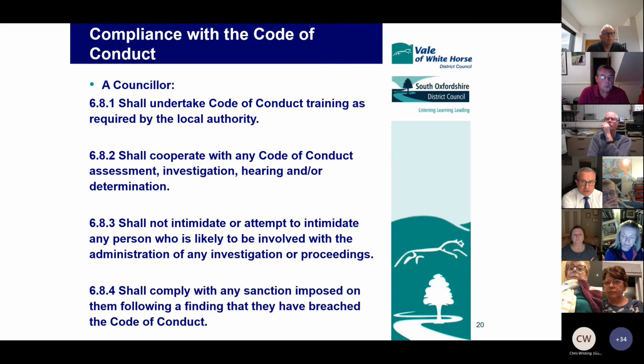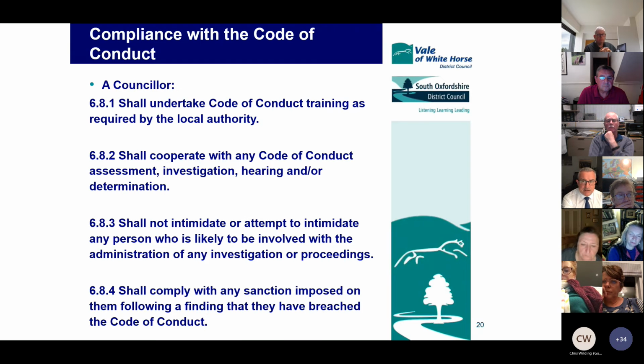So this is quite a new introduction to the Code of Conduct. Really, it's about compliance with the code. That speaks for itself. You shall undertake Code of Conduct training as required by the local authority, so that'd be your council. So tick in the box, you've done it. Well done. We will be running some more training sessions after the next elections. The approach I take is that I'd rather members attend the trainings. You can ask any questions that you want, but if you can demonstrate to your clerk that you've watched the recording, then as far as I'm concerned, that's fine by me. So there are also some elements about cooperating with the Code of Conduct investigation outcome and not getting involved with any witnesses.